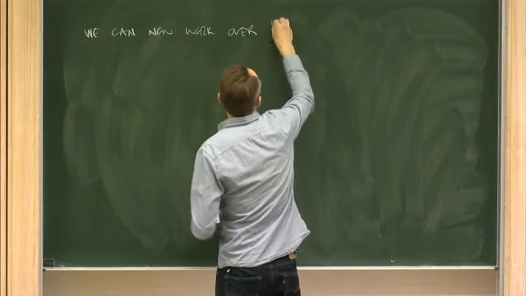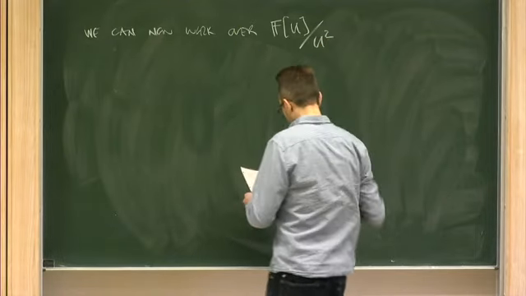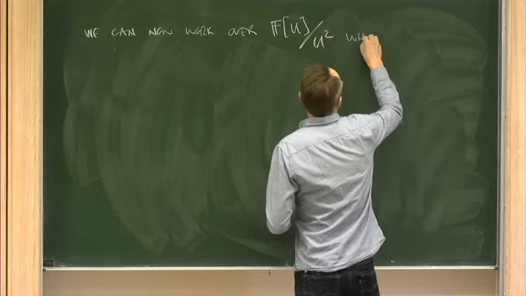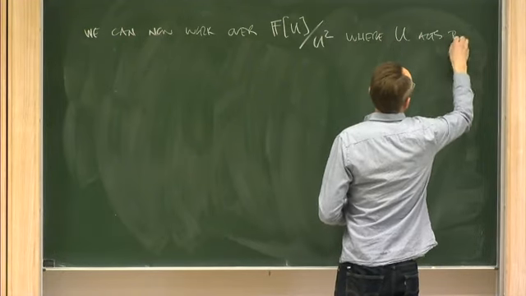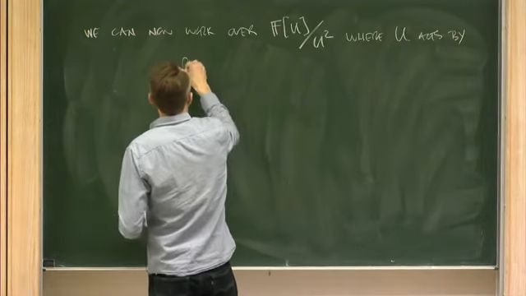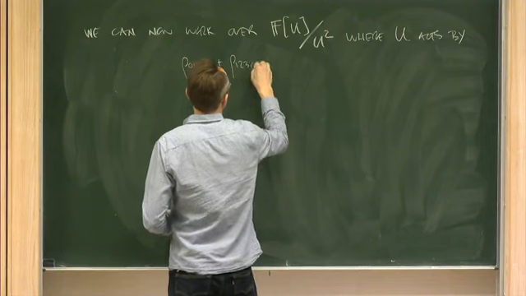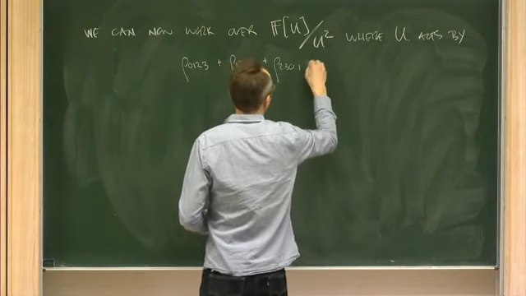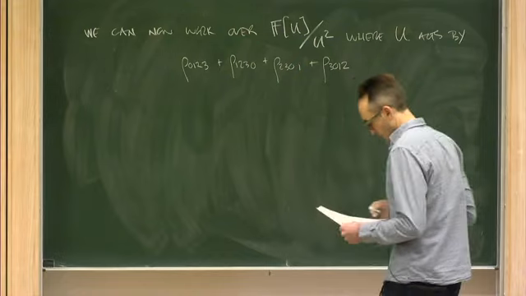Okay, so instead of F, now I'm going to work over F adjoin U modulo U squared, where U is acting by row 0, 1, 2, 3, plus row 1, 2, 3, 0, plus row 2, 3, 0, 1, plus row 3, 0, 1, 2. Okay?